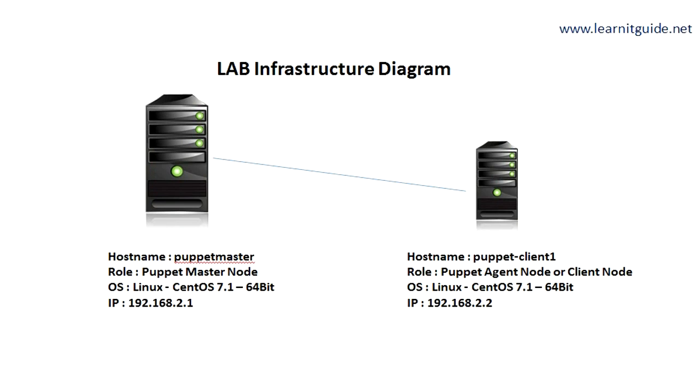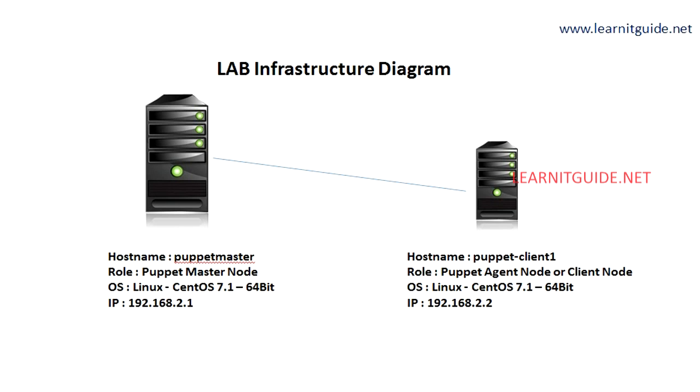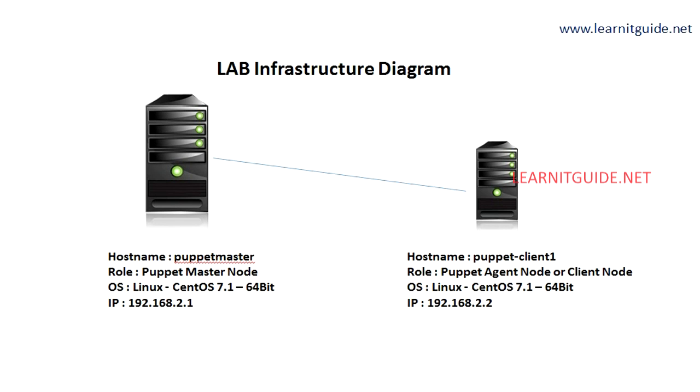For this demo, I use two servers. One would be my master server and another one would be my client. So hostname of master server is Puppet Master and the client is Puppet Client 1. On both the machines, I have installed CentOS 7.1 64-bit and the same procedure would be for RHEL7 as well.